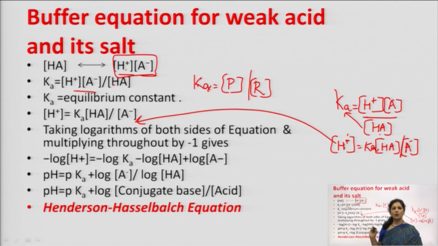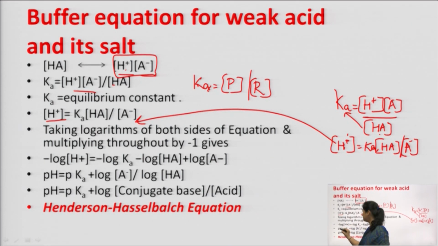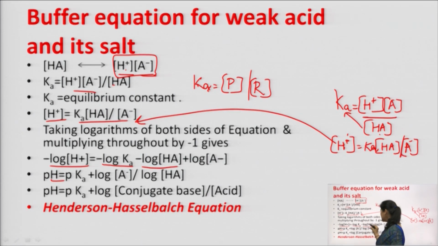Now, in this equation, taking the log value and multiplying by -1, I would get the further equation. Log H plus and its negative, that is the negative logarithm, is what? pH. Likewise, for Ka times HA upon A, taking the log and multiplying by -1, I have the equation: minus log of proton ion is equal to minus log of the equilibrium constant minus log of HA, that is the acid, plus log of A negative ion, which is the conjugate base of the acid.